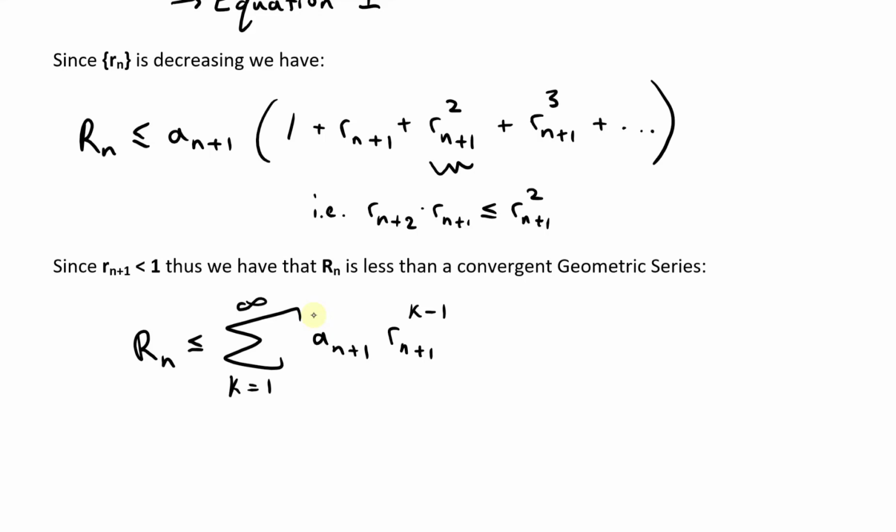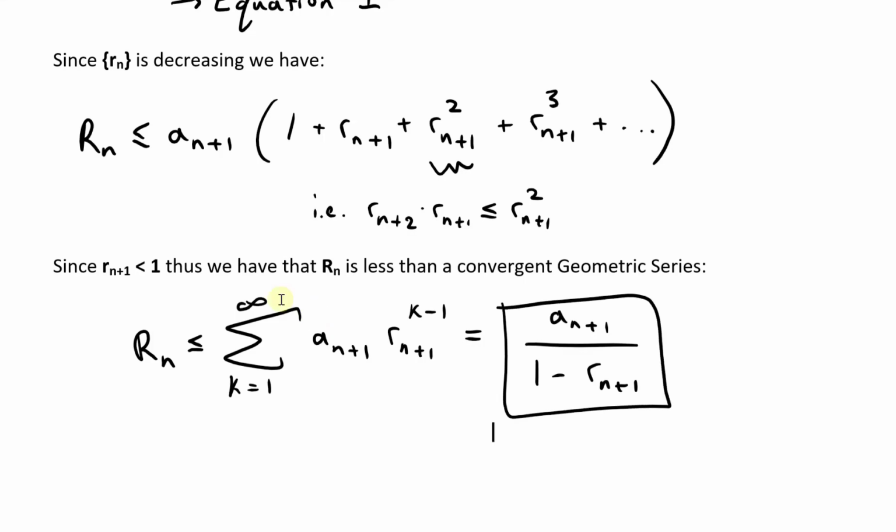So that's a geometric series, and we know that this is a convergent geometric series. The r^(n+1) is less than 1. Thus, the summation is going to be, as I showed in my earlier video, a over 1 minus r. But in this case, we're going to have a_(n+1). That's our a_(n+1) over 1 minus r^(n+1). And there is the proof. So yes, absolutely fascinating stuff.